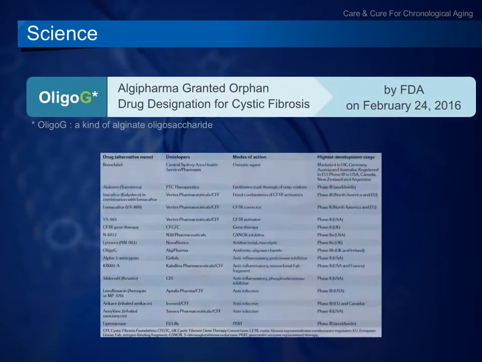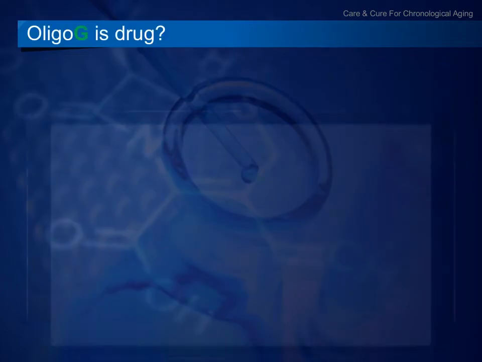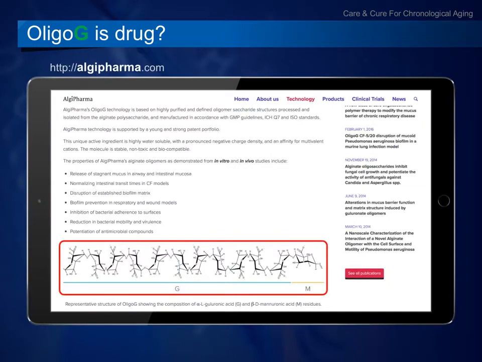OligoG by Algae Pharma has already been granted orphan drug designation by the FDA as of February 2016 in treating cystic fibrosis. It has successfully passed through Phase 2 trials in the UK and Ireland. As a drug, OligoG is highly water-soluble, stable, non-toxic, and biocompatible. Its benefits have been demonstrated in vitro and in vivo studies. As an isomer of OligoG with similar properties, OligoM has a high potential in the future as a candidate drug independent from OligoG.